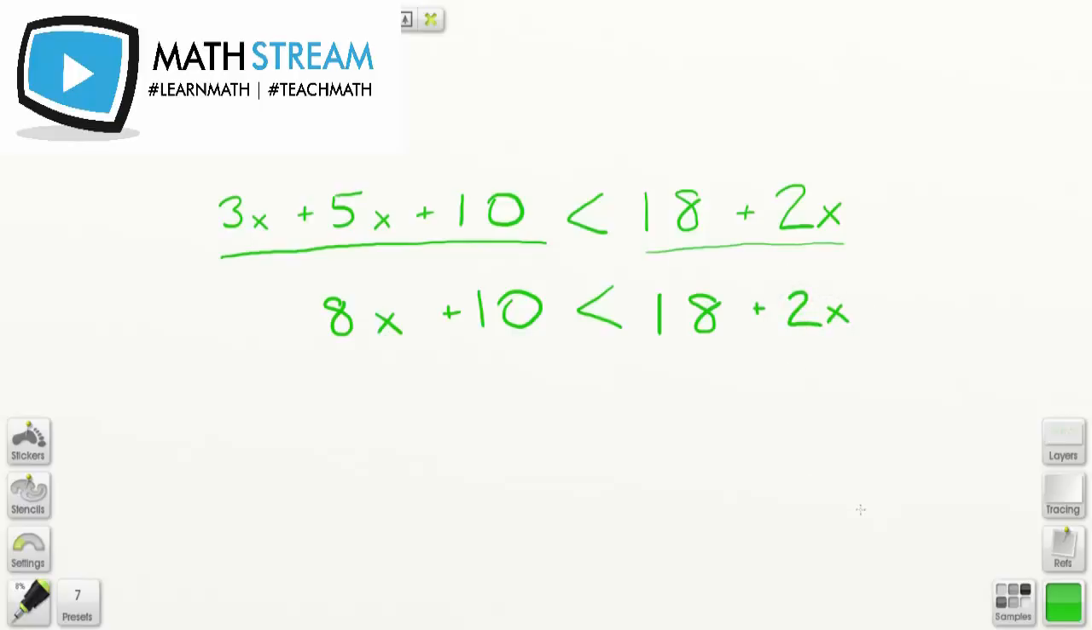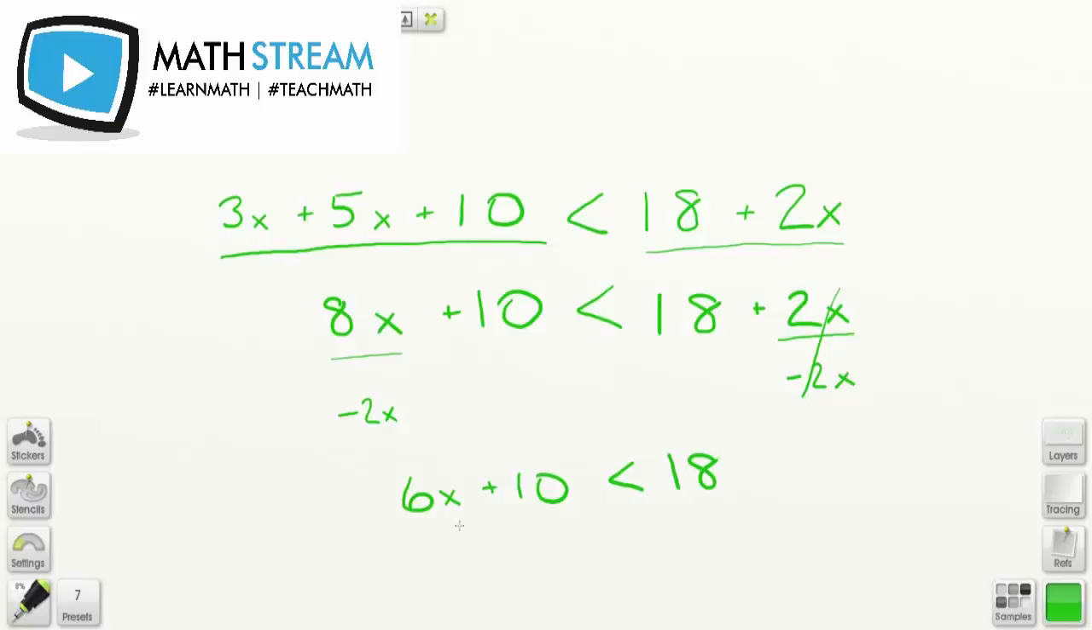All right. Next thing we want to do is isolate x. In order to do that, we need to get the x's on one side. So instead of having a 2x over here and an 8x over there, we need to consolidate. I could do it either way. I could move the 8x over here, or I can move the 2x over there. I'm going to move the 2x. I'm going to subtract 2x from the right, and then I have to do the same to the left. That's going to leave me with 6x plus 10 on the left is less than just 18, because these cancel. All right, 6x plus 10 is less than 18.